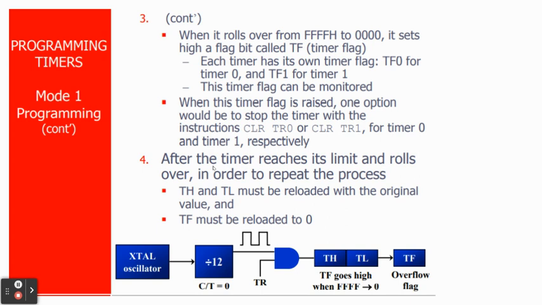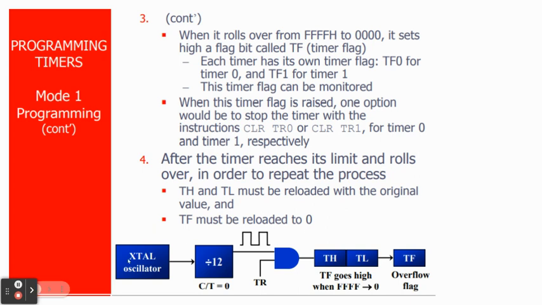Now, number 4, after the timer reaches its limit and rolls over, meaning that you already reached FFFF and there's no other number to go, it will go back to 0000. That's what we call rollover. It will be able to repeat the process again. So TH and TL must be reloaded with the original value, and the TF must be reloaded to 0, so that the timer flag is equal to 0. It means that it's done with its timing, or with counting up.